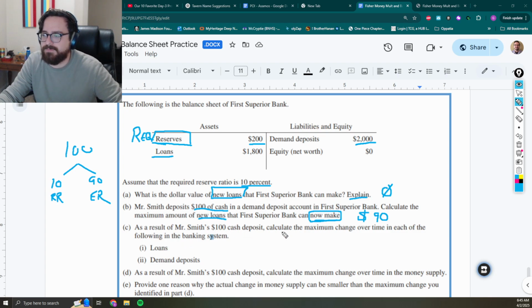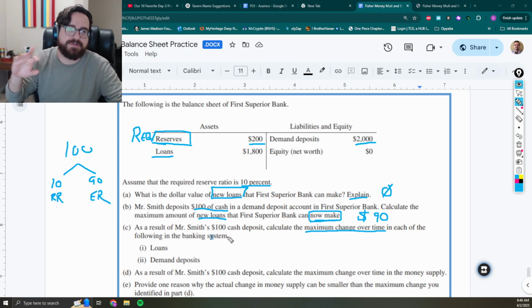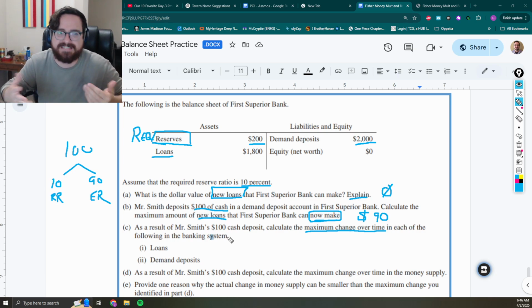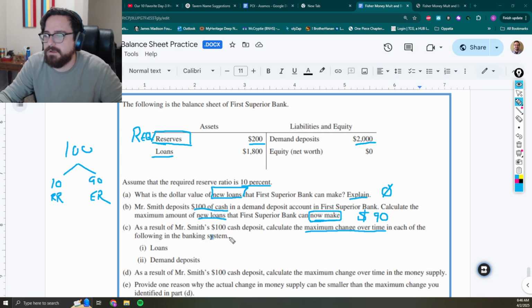C and D, the fun part. As a result of the $100 deposit, calculate the maximum change over time in each of the following in the banking system. Importantly, the multiplier doesn't have to happen in one bank, because that money could get loaned out to you and you deposit in a different bank. That's why it's the banking system, because it could happen throughout a bunch of different banks. Usually that's how it would work. So as a result of the deposit, they're basing it off of this deposit because of this excess reserves number.